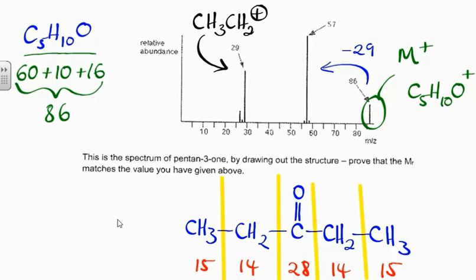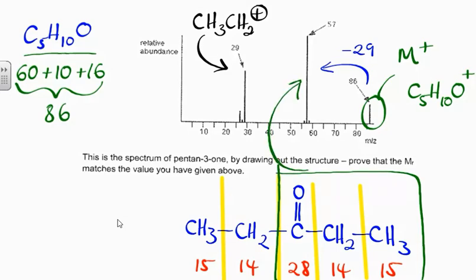Whichever method you use, we can see that the part of the ketone that's giving rise to 57, just highlight it now, is that section. So CH3CH2CO, and again it's got a positive charge on it.